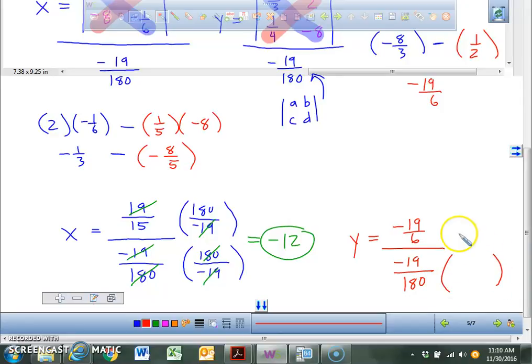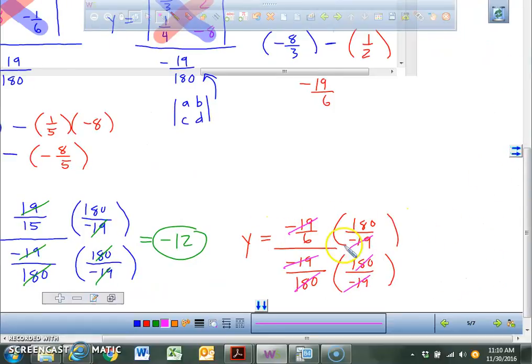If we did this by hand, it actually works out really nice and neat. If I multiply by the reciprocal, which is 180 over negative 19, look what cancels out. These cancel out. What's the only thing that I have left right here? 180 over a what? Over a 6, which gives me a 30.